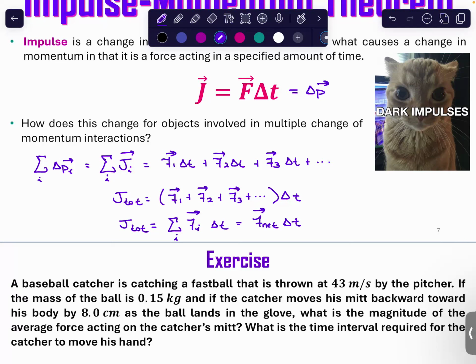So the total system is going to be the forces acting over a given period of time.